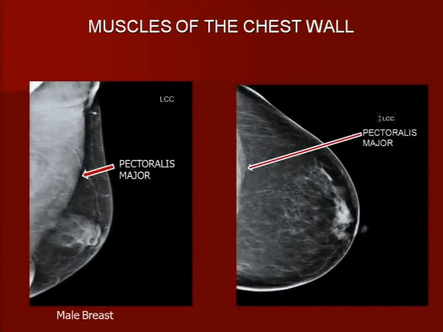Now on the CC, it is also very important to see the pec major, because once you see the pectoralis major at the back, you know that you've gone to the posterior aspect, right up to the chest wall. So any lesions at the back of the breast will not be missed. And this is also the pec major. It looks very prominent. Why? Because this is a male breast.